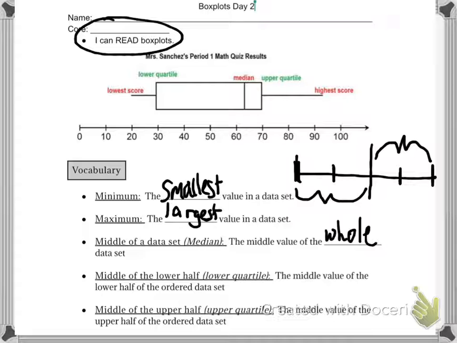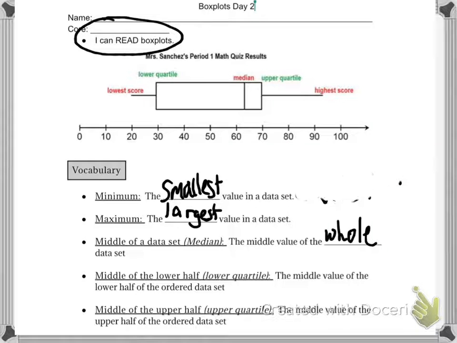So taking a look at the example that we have on our page here, we've got Mrs. Sanchez's Period 1 Math Quiz results. Okay, so let's see if we can identify the numbers from our vocabulary list. So the minimum, the lowest score, is going to be right here. Okay, and so if we look down, we can see that the lowest score a student received on their quiz was a 20 out of 100.